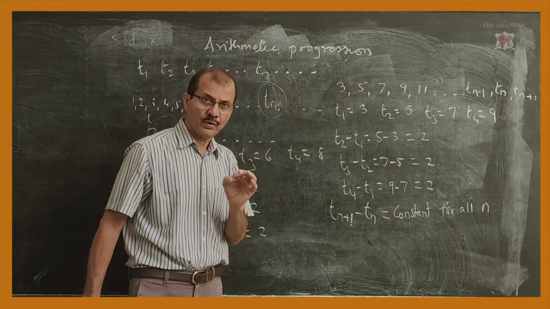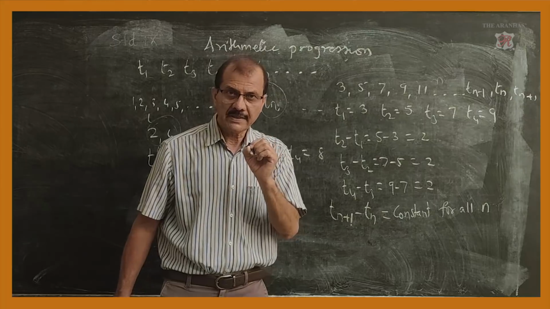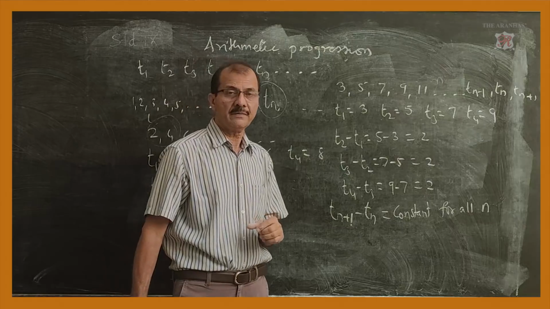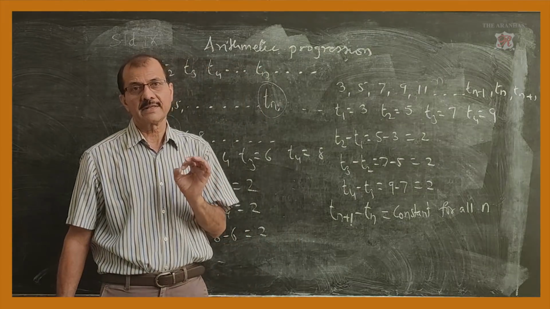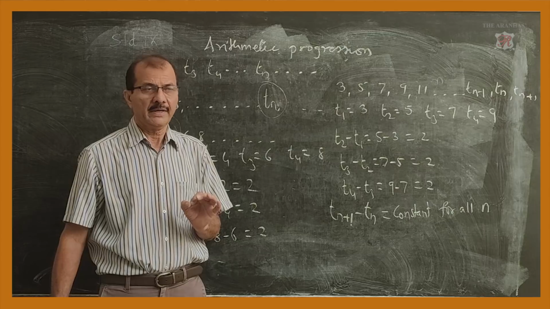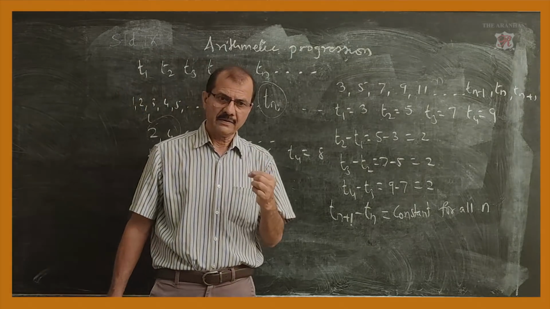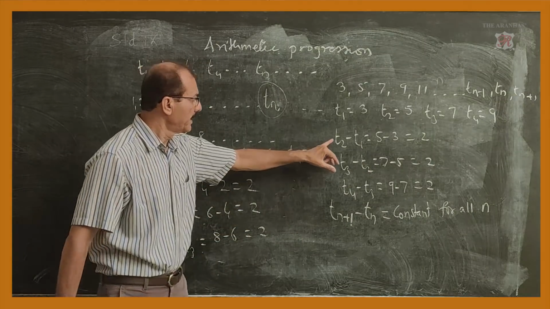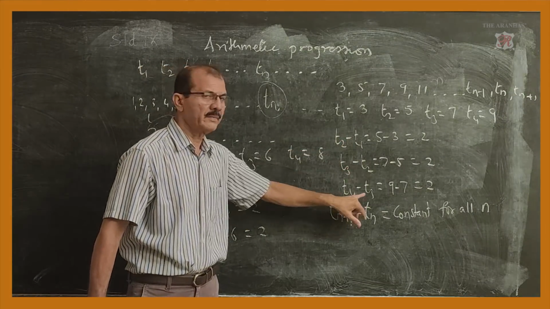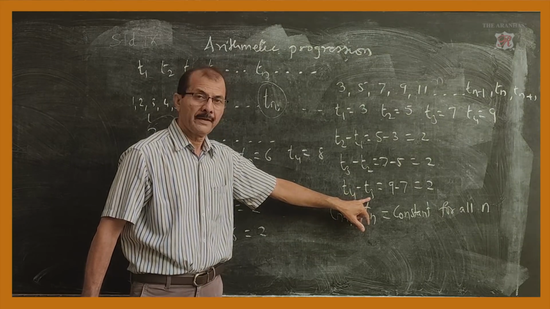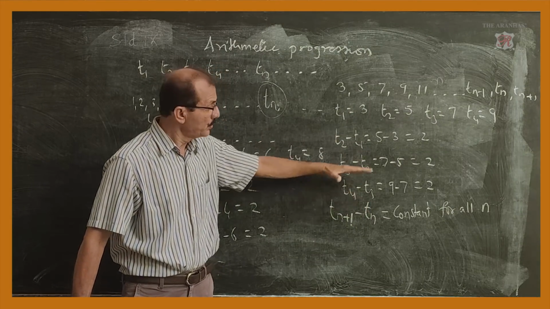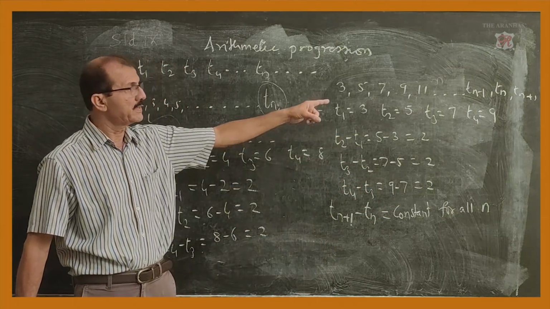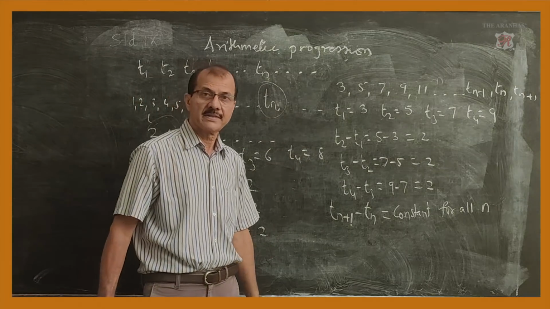So in short, what you have to remember, whenever it is asked, check whether the given sequence is an arithmetic progression, you have to find the difference in the consecutive terms. Right? So don't find only for one, find for more than 2. Like what I did here. See, T2 minus T1, T3 minus T2, T4 minus T3. So for at least 3, you show that the difference is constant. Then you draw your conclusion that the given sequence is an arithmetic sequence.